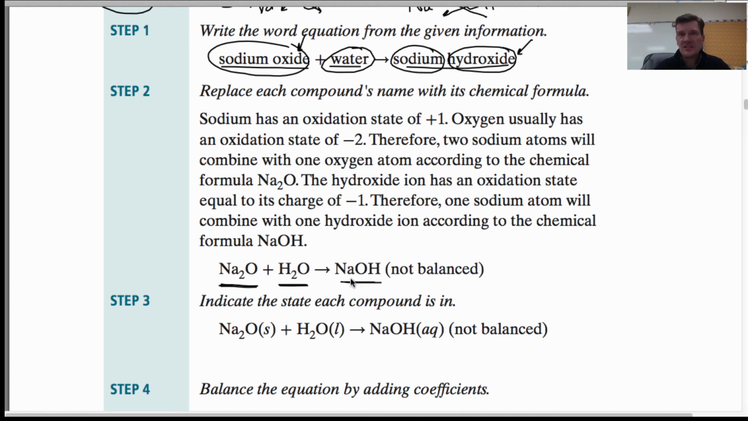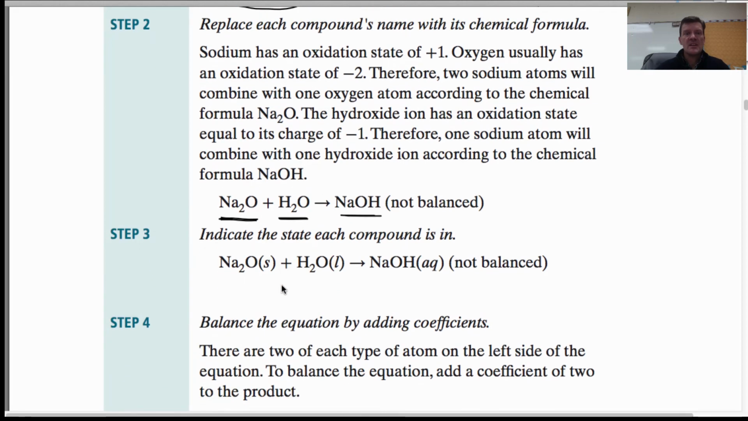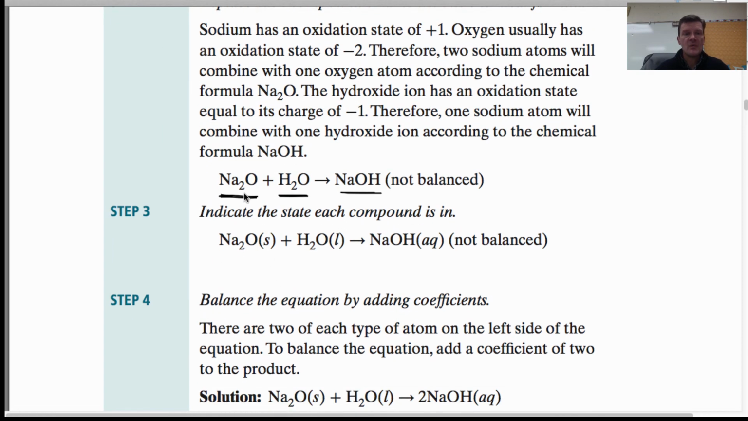But we have to check to see if this is balanced. It may not be balanced. We might need multiples of these in order for the reaction to occur properly. So we look at this, and I'm going to start with anything that's not hydrogen or oxygen right now. Sodium, there are 2 of them on this side. I'm going to make a little table. 2 sodium on this side, only 1 sodium on the other side.